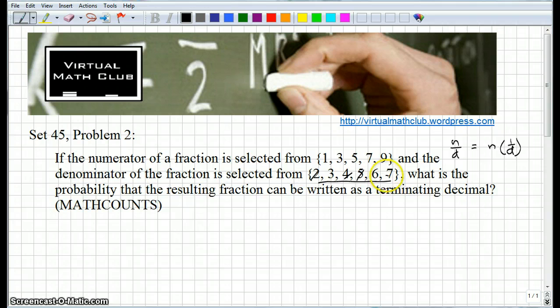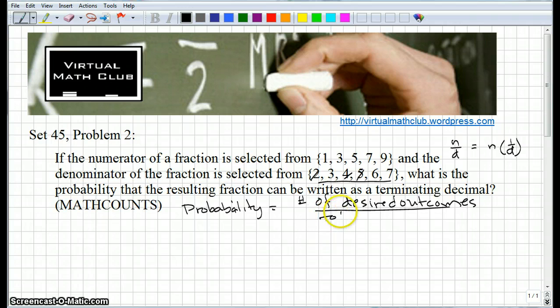Let me back up a little bit here. In order to calculate the probability, we want to find the number of desired outcomes and divide it by the total number of possible outcomes.